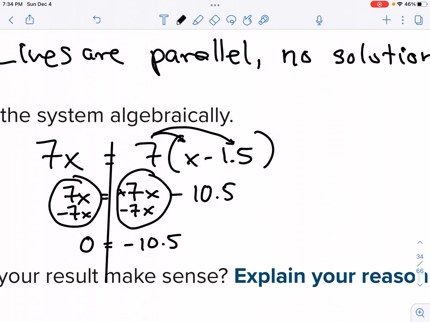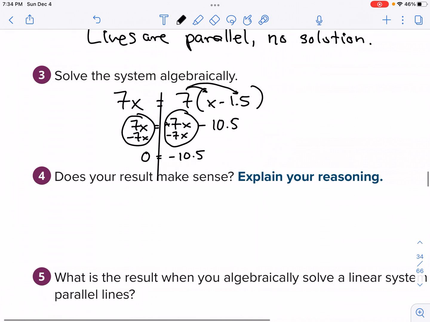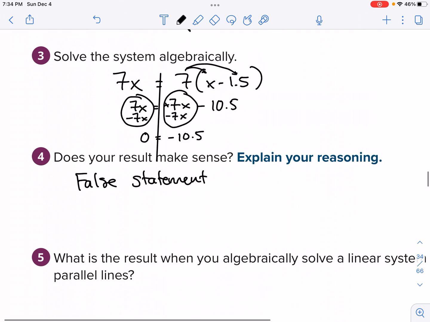So this right here, we solved it, but let's answer number 4, which says, does your result make sense? Right? This final equation is not true. It is a false statement. And we know when we have a false statement that it tells us that the system has no solution.